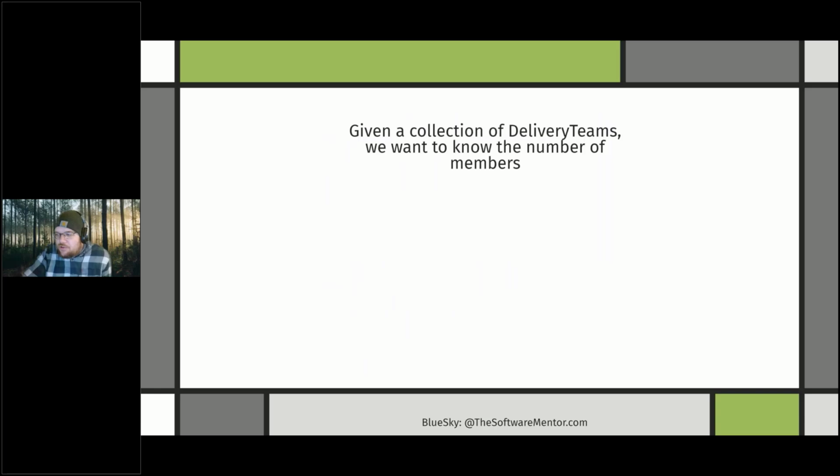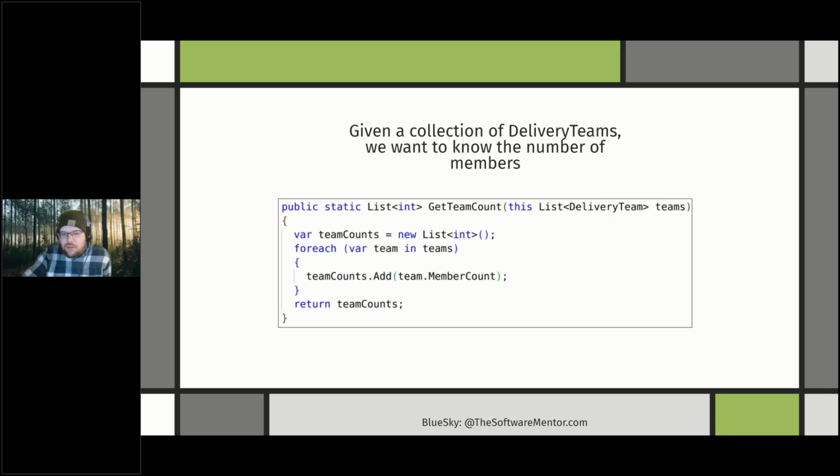We're so proud of ourselves. And what's a reward for doing good work? That's right, more work to do. So given that we've got a collection of delivery teams, now we need to know the number of how many people are on each team, right? Number of members. So we write another extension method called getTeamCount. Give us teams, we iterate, and we add the member count to our resulting list.